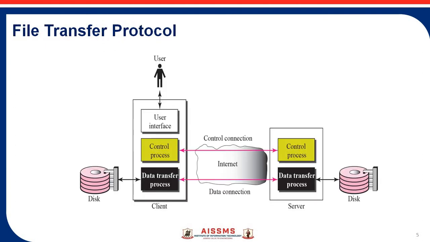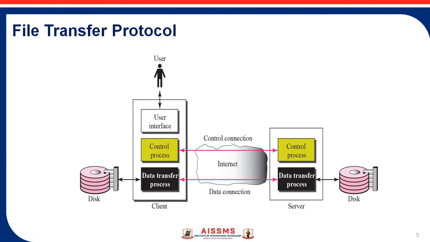Now we'll see basic model of file transfer protocol. The client has three components: user interface, client control process, and the client data transfer process. The server has two components: the server control process and the server data transfer process. The control connection is made between the control processes. The data connections are made in between the data transfer processes.